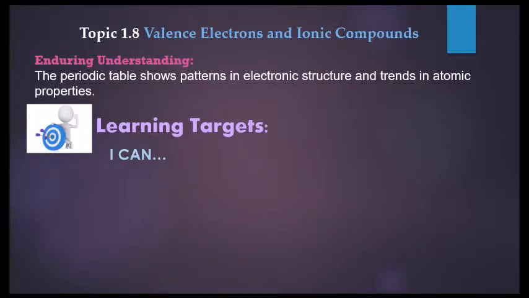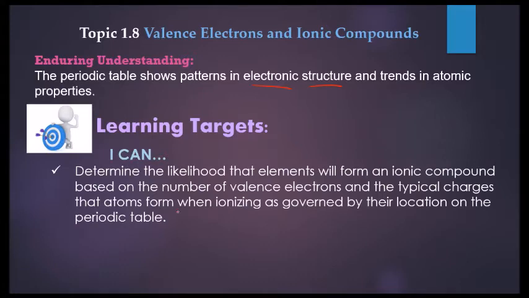Learning targets. The enduring understanding stays the same: shows patterns in the electronic structure and trends in atomic properties based off the periodic table. But after today, you should be able to determine the likelihood that elements will form an ionic compound based on the number of valence electrons, and the typical charges that the atoms form when ionizing, turning into ions, as governed by their location on the periodic table.